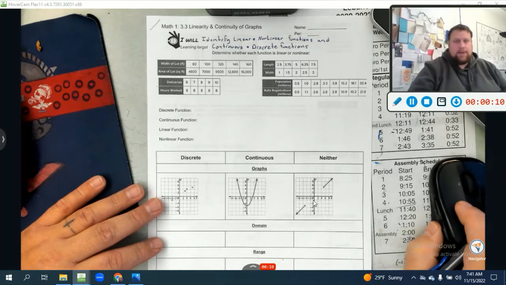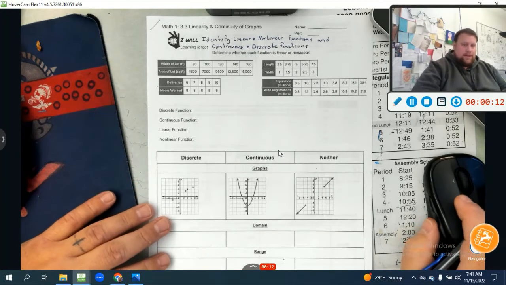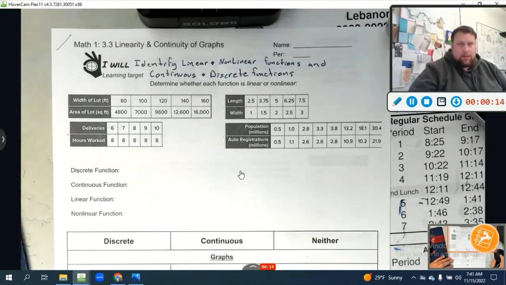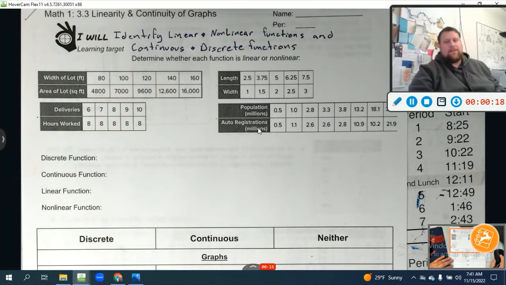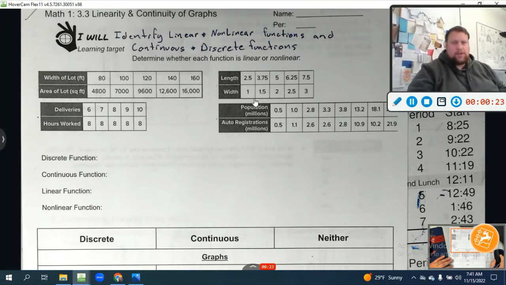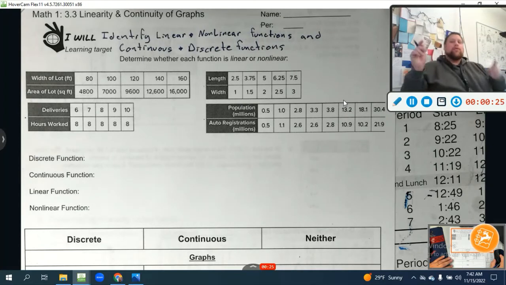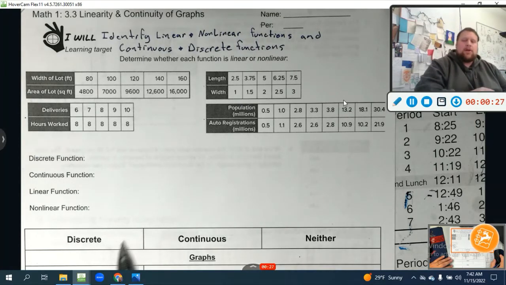Okay, peeps. Let's talk about this. This is 3.3 linearity and continuity of graphs. Your learning target is I will identify linear and nonlinear functions and continuous and discrete functions. Don't forget, as you're working through this, make sure you write down the learning target. Make sure you pause in between because I'm just going to scoot, boogie.